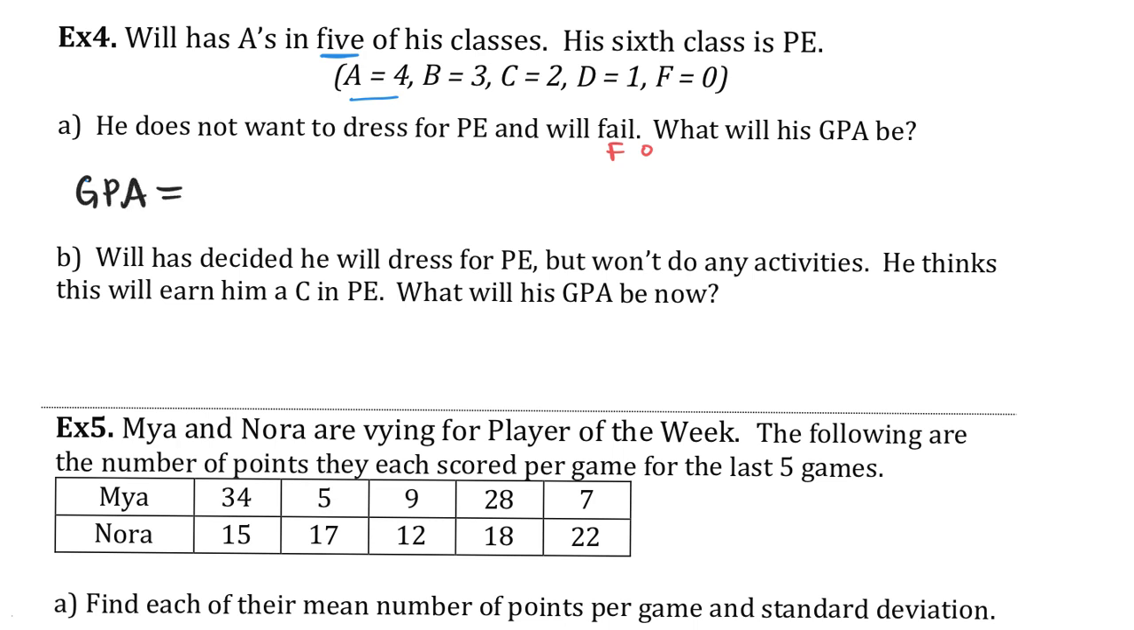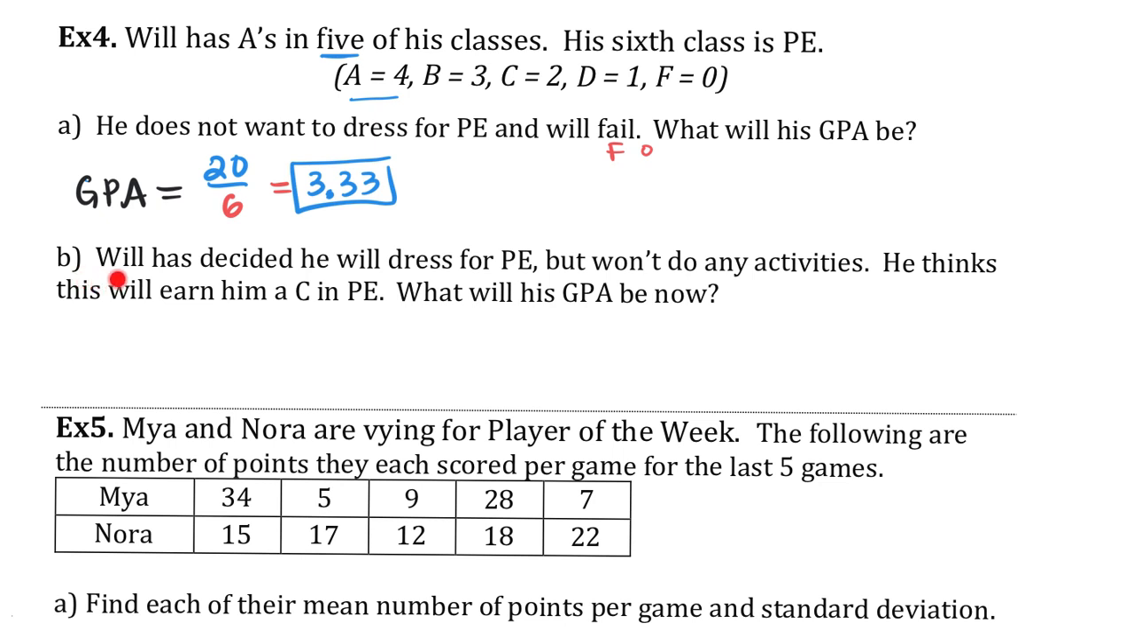What was it, 20? 20 divided by, he has 6 classes. His 6th class is PE. So 20 divided by 6 is, his GPA will be 3.333333 or something like that, which is like a B average, maybe a B plus. Not bad. Not great if he would just dress for PE.